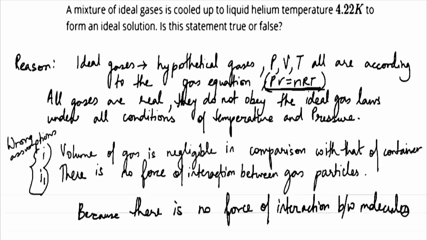Now, according to the ideal gas equation, there is no force of interaction between molecules, but we know that all gases are real and they do have certain forces of interaction between them. So this statement is completely false. A mixture of ideal gases cannot be cooled up to helium temperature to form an ideal solution, because firstly ideal gases do not exist and an ideal solution cannot be formed because then there will be no force of interaction between the molecules. So this is your complete answer.